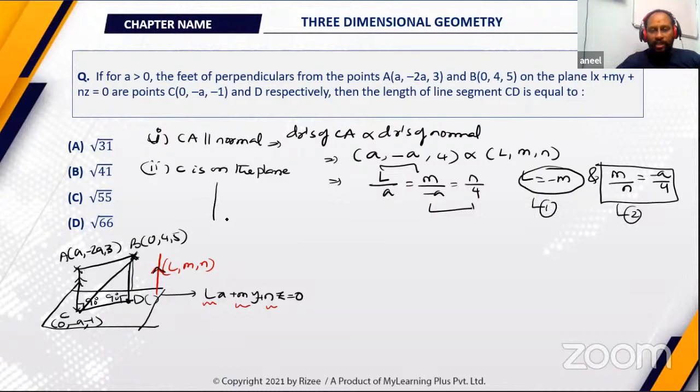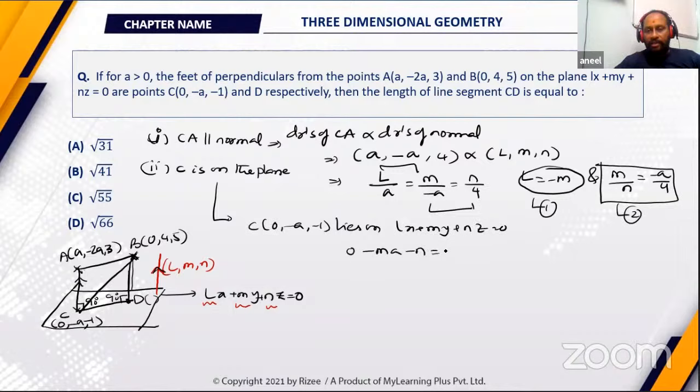Now I'm going to use that C is on the plane. If a point lies on the plane, it has to satisfy the plane. So C of (0, -a, -1) lies on Lx + My + Nz = 0. So it has to satisfy: 0 minus Ma minus N is equal to 0. From this, I will get M by N is equal to minus 1 by a. Is it right or not? Minus Ma minus N is 0. Minus Ma is equal to plus N, or M by N is minus 1 by a.